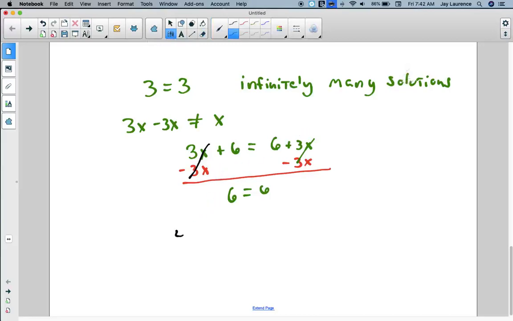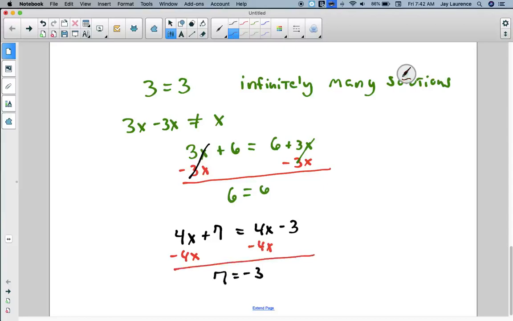Similarly, sometimes you'll have this, and you'll subtract negative 4x from both sides, which is a very smart thing to do. And you will get 7 equals negative 3, which is never true. In this case, there is no solution. I'll bet if you check the slopes, you'll find that the lines are parallel. No solutions. Okay?